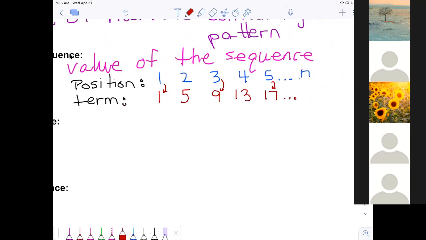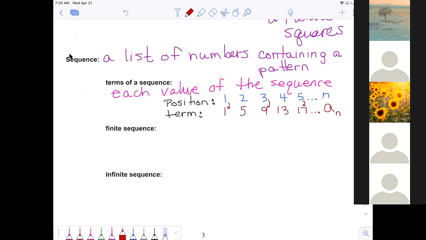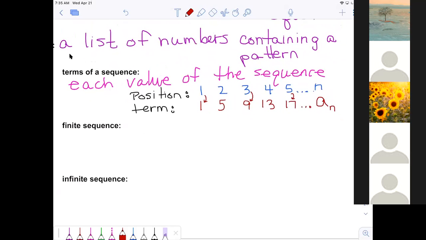Sequences are notated a little differently, and a sequence uses the notation A and then sub N. Sequences use subscripts. So a sequence still uses a variable, but it no longer uses the variable X. So the notation A sub N is the notation that you will see to represent a sequence. And the N is going to be the position that you find.